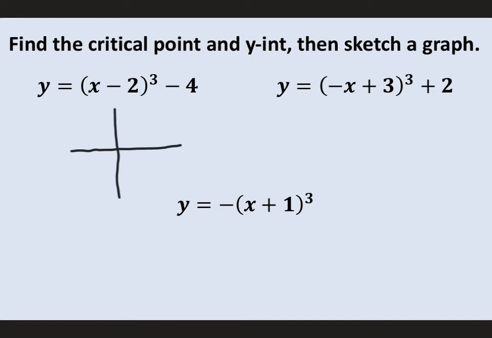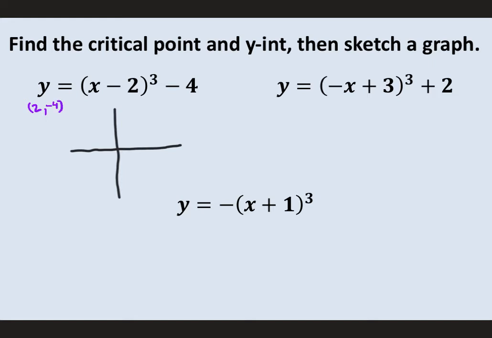Our critical point is our inflection point, or that kind of center point on the cubic. So in this case, since we have a -2 on the inside and then a -4 on the outside, the inside part is opposite. So it's a +2 for our critical point. And then the -4 is our y change, so that's -4.